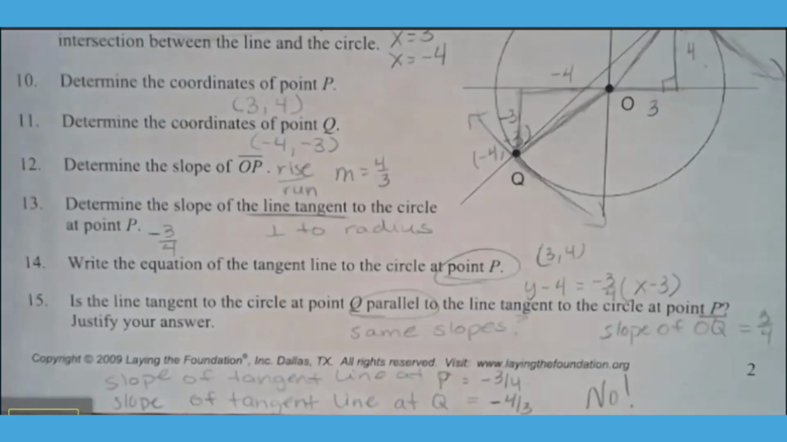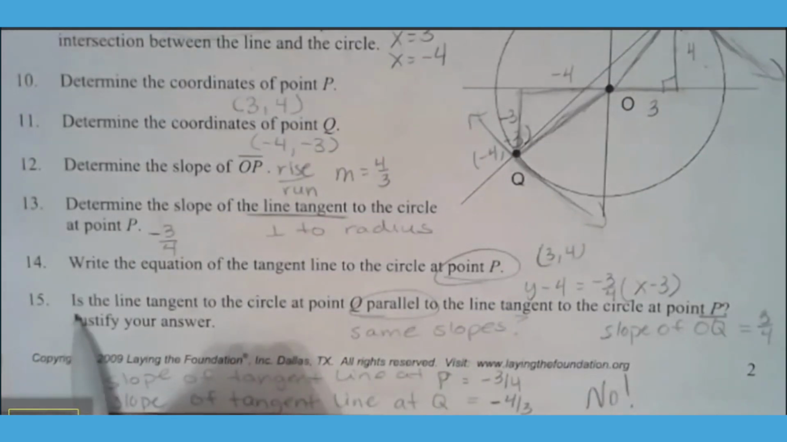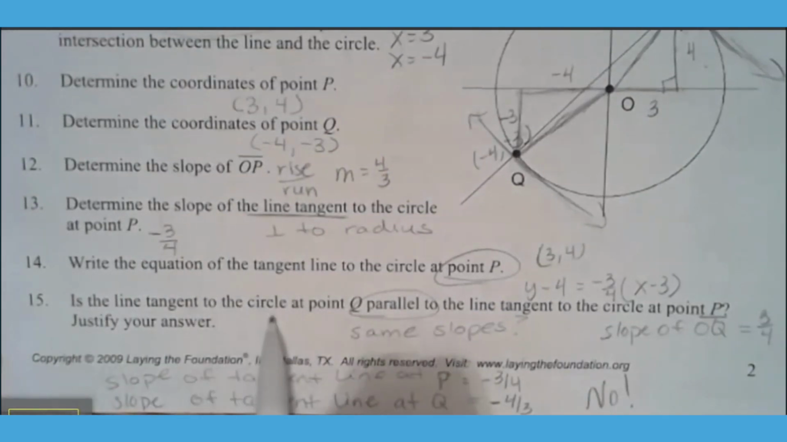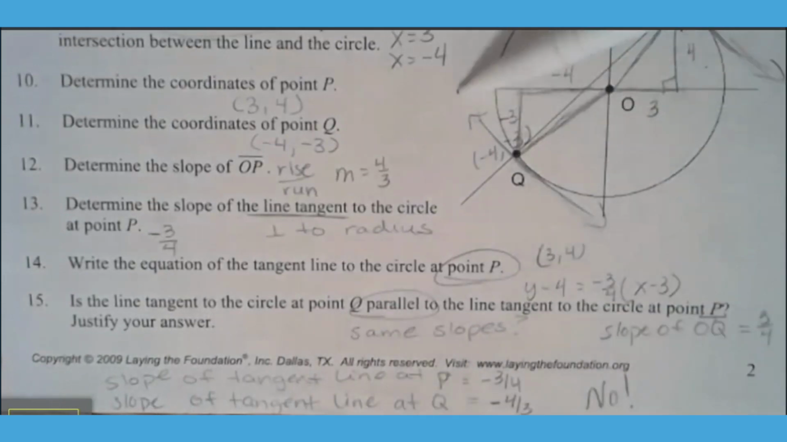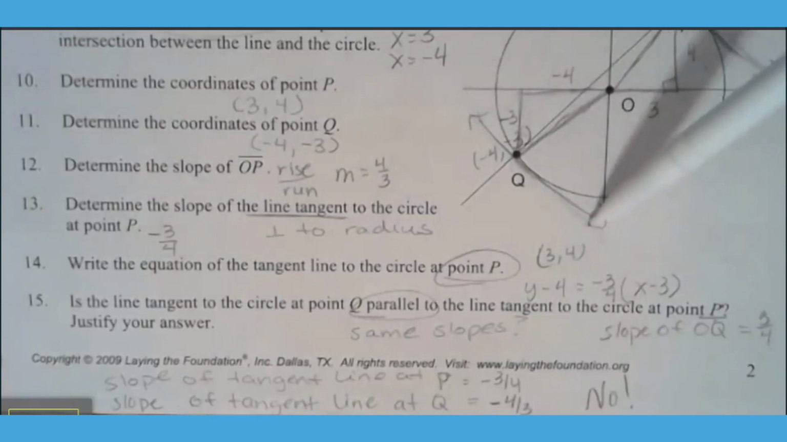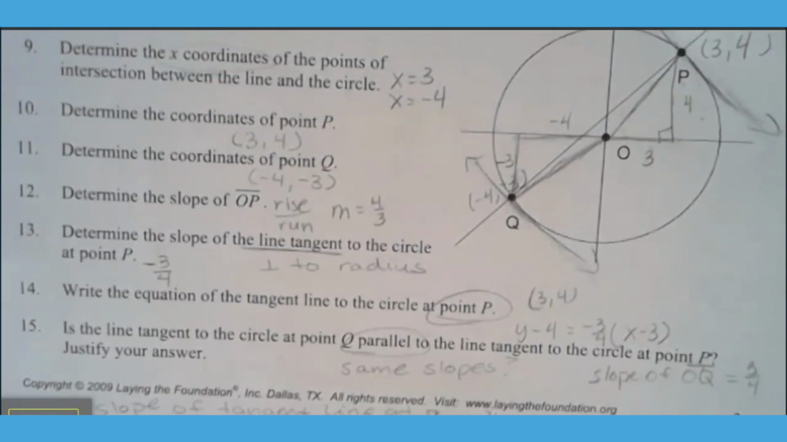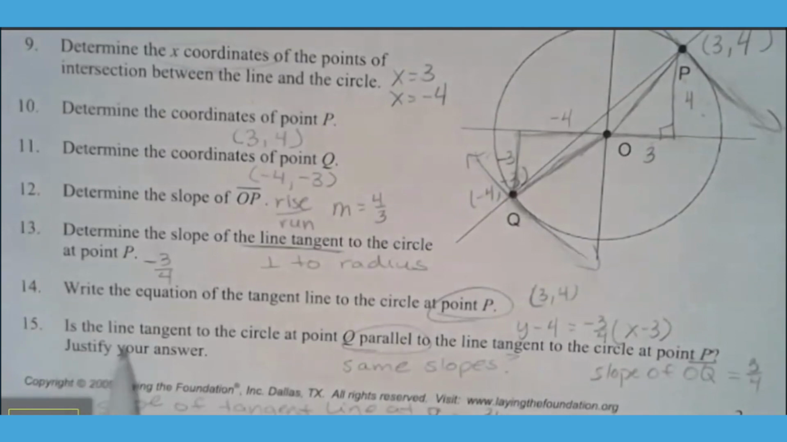Okay, so now we're going to look at number 15 and see that the question is asking us, is the line tangent to the circle at point Q? So this line that touches the circle only at point Q, is this line in fact parallel to the line tangent at point P? So this line here, where it is only touching the circle at one place, point P. So most of my students are going to look at this and say, well, they look like they're parallel, so they are. But we need to actually justify our answer.